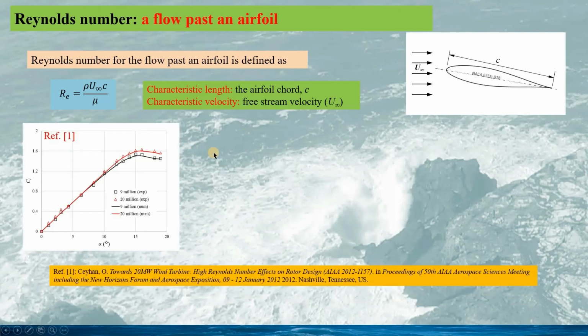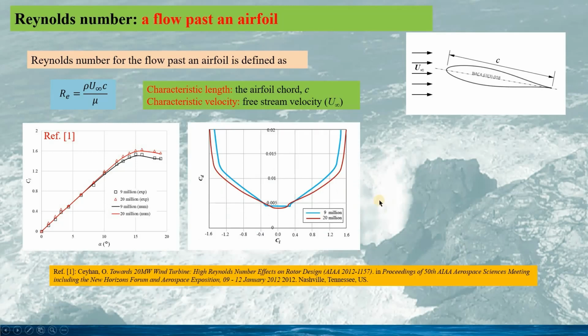And if we look at how the Reynolds number will have influence on the airfoil performance, this is the example for the lift coefficient at different Reynolds numbers. So we can see when the angle of attack is small, the Reynolds number has no influence on the lift coefficient. However, when the angle is larger than 10 degrees, we can see the difference with the different Reynolds number. And the larger the Reynolds number, the higher the maximum lift coefficient.